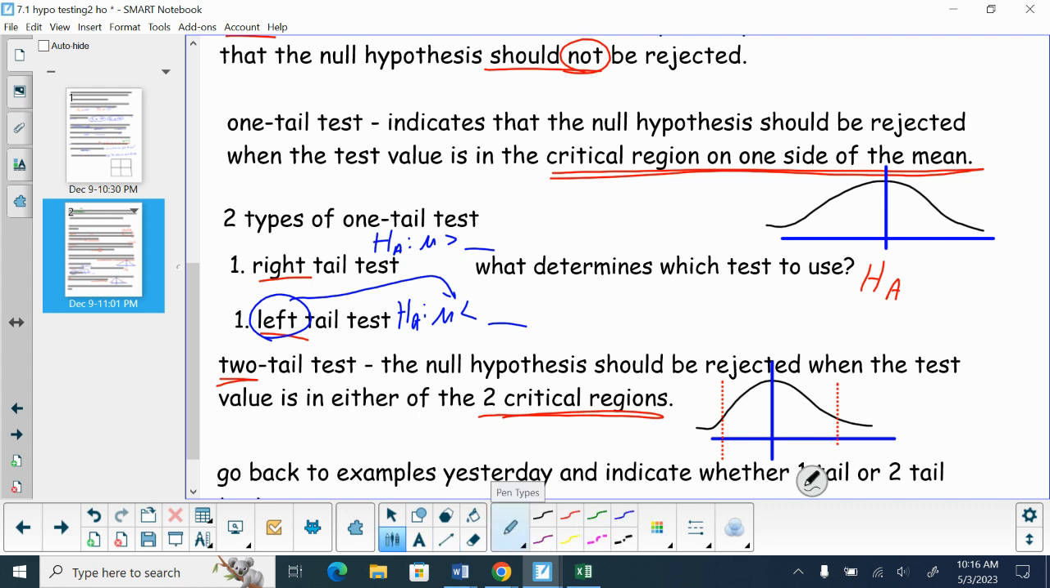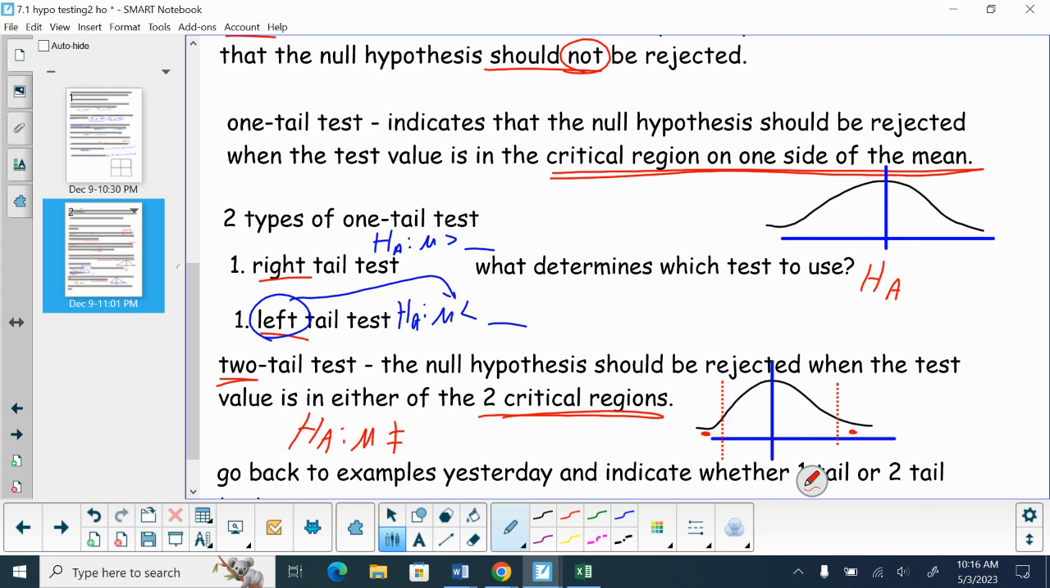So you have two critical regions, here and here. This occurs when you have equal to and not equal to. When your alternate hypothesis is not equal to, you have equal to and not equal to.